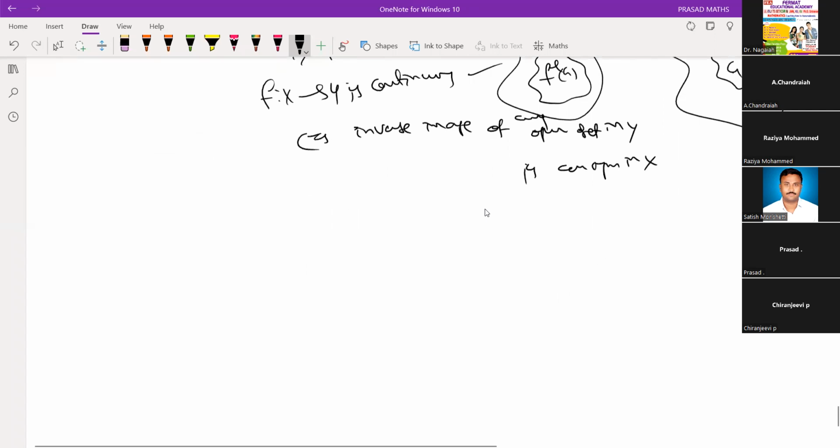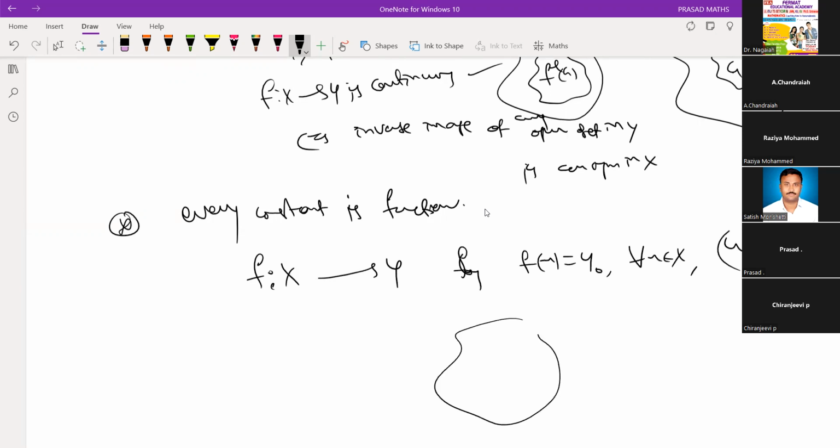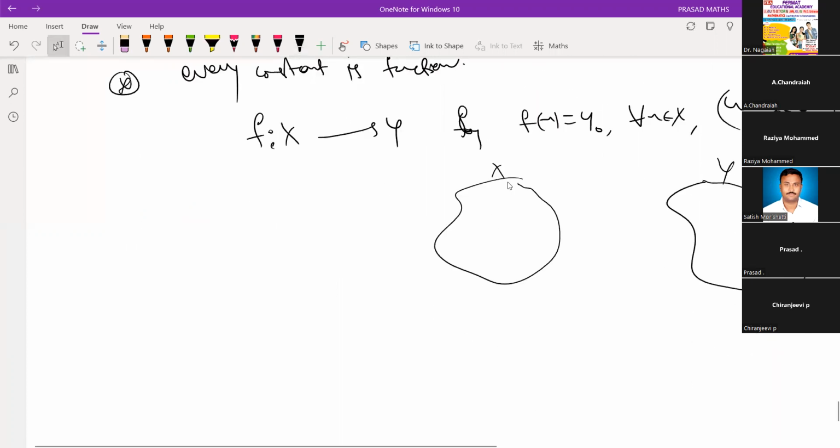Suppose you take a constant function. Every constant function is continuous. Why? Because you take a constant function defined by f of x equals y naught for every x belonging to X, where y naught is a fixed element in Y. Is it continuous? Yes. Here this is my X, this is my Y, and this is my open set. You take any open set.